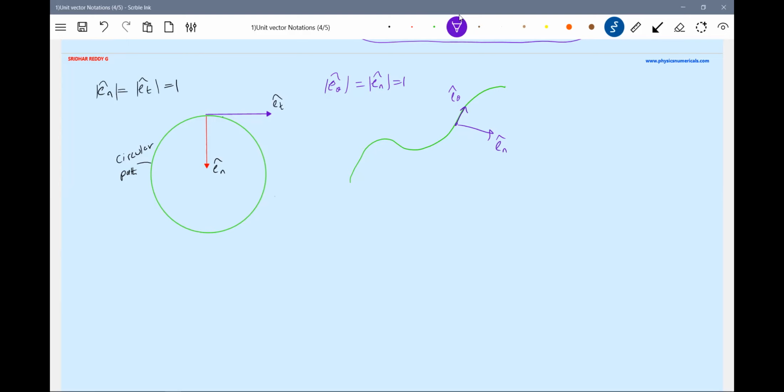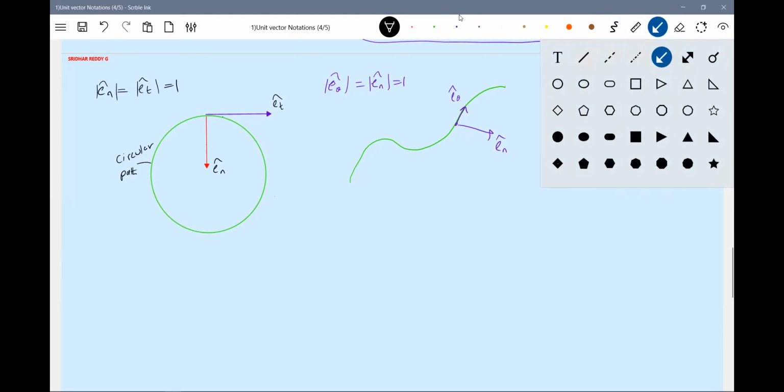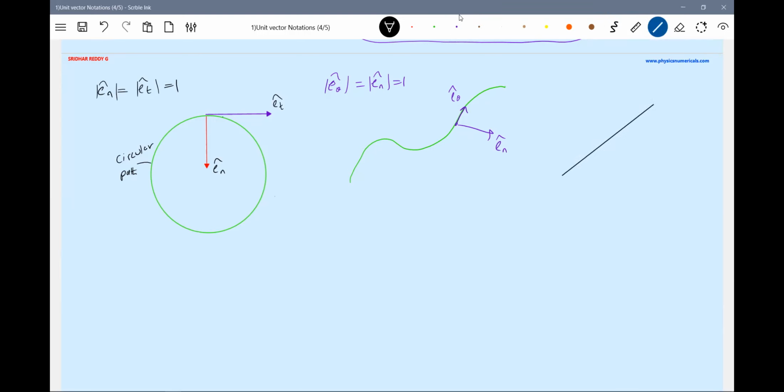This is not all yet, so we will take one more example. If there is a straight line, I have to resolve along it. So one vector will be e_parallel, along the line, and the other will be perpendicular to the line. So we can define a unit vector like this also: along the line, the unit vector parallel to the line, e_parallel, and the unit vector perpendicular to it, e_perpendicular.